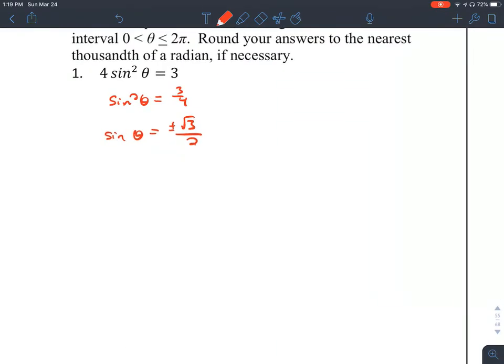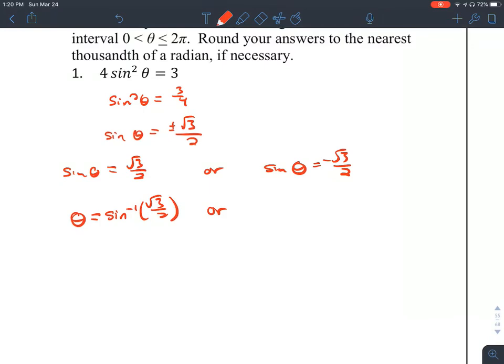This gives me two scenarios. Either sine of theta is square root of 3 over 2, or sine of theta is negative square root of 3 over 2. Solving for theta, I'm going to apply sine inverse to both sides of the equation and get theta is sine inverse of square root of 3 over 2, or theta is sine inverse of negative square root of 3 over 2.